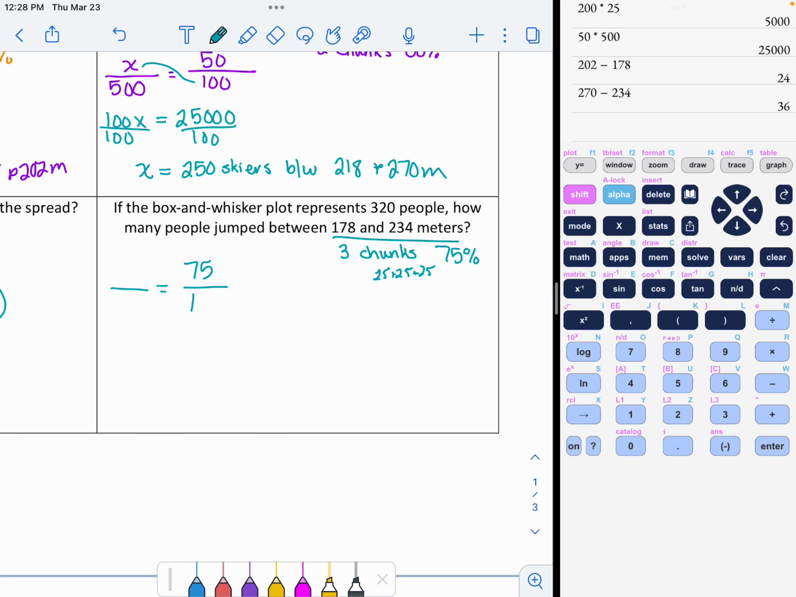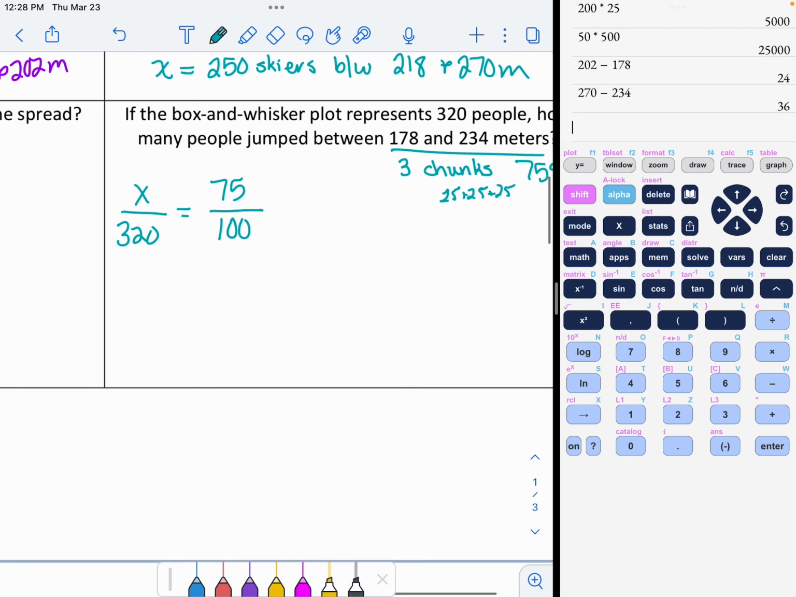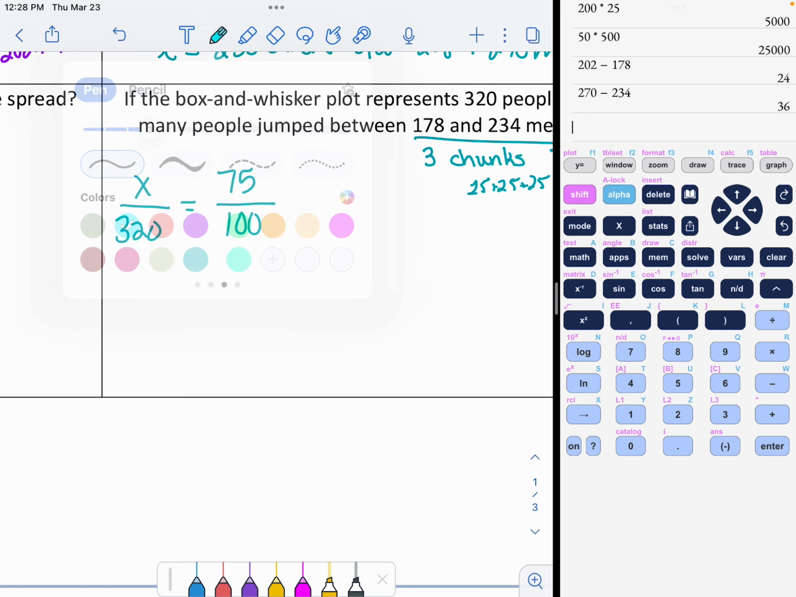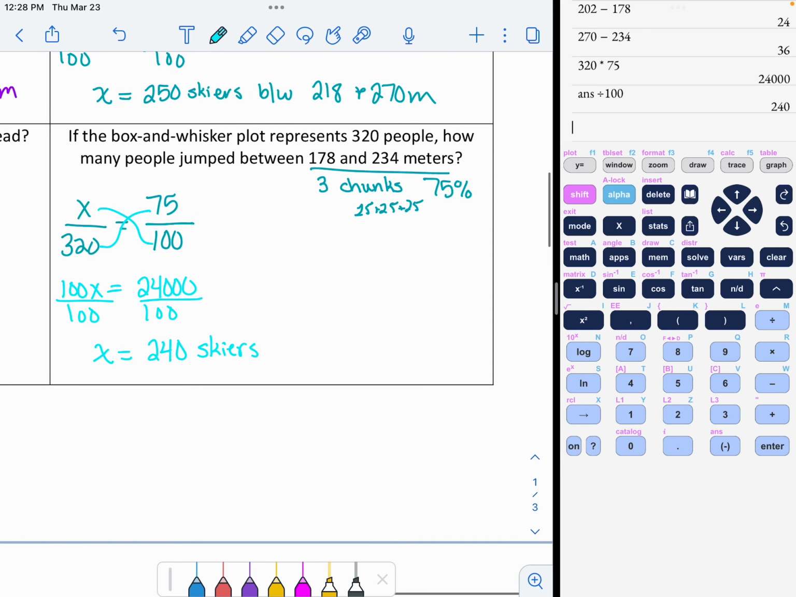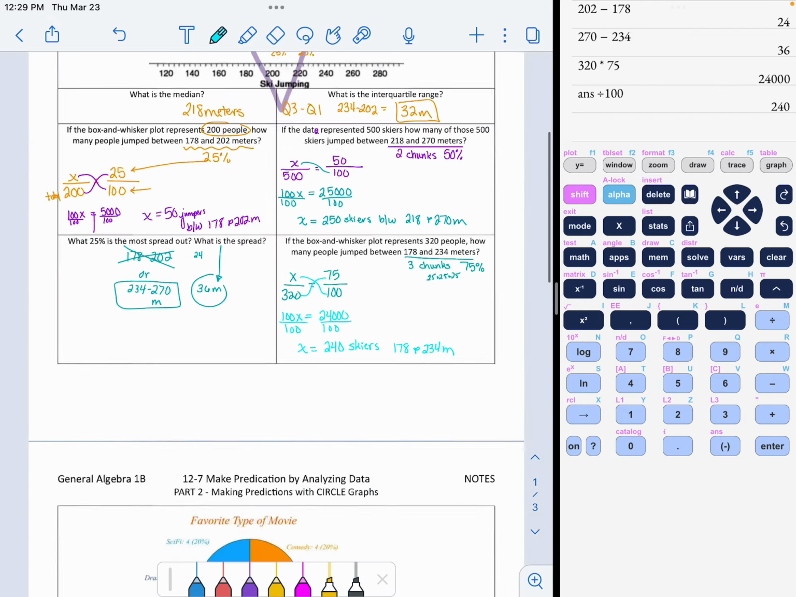So 75% out of 100%, 320 people instead, and we want to know how many people fit within that range. So we're going to do some cross multiplication. 100x equals 320 times 75, so 24,000. Divide by 100. x equals 240. So we can say 240 skiers fit between the 178 meter mark and the 234 meter mark if there were 320 total. Okay, so that's box and whiskers.